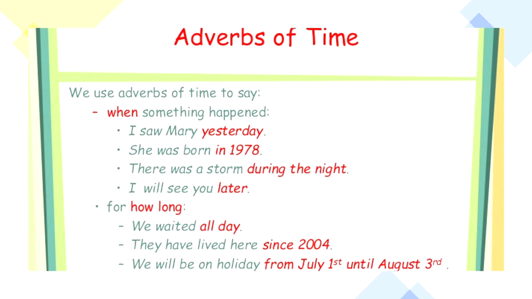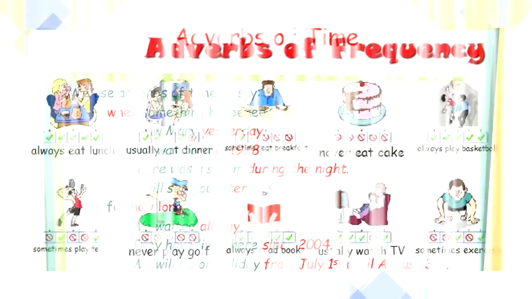So if I say how much did you wait for? So we waited all day. All day is our adverb of time. They have lived here since 2004. We will be on holiday from July 1st until August 3rd. So these are my adverbs of time.